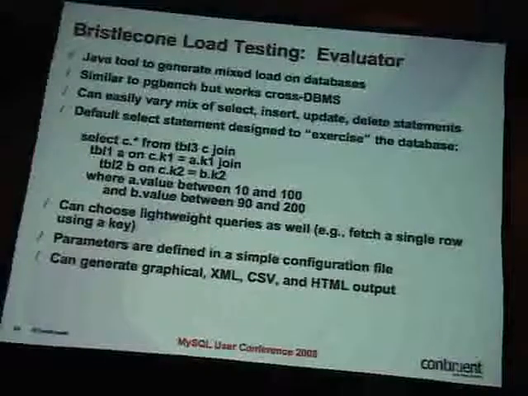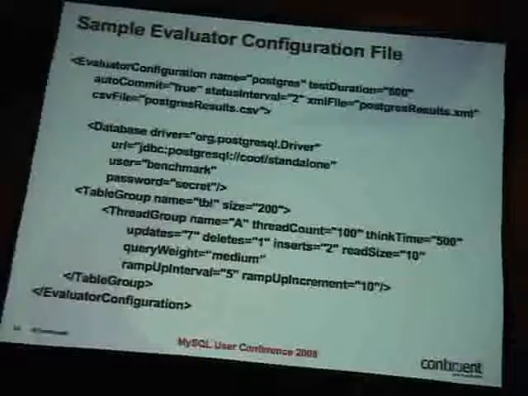It's just basically a table in the middle joined to 2 other tables. Basically, the 10 and 100 numbers and the 90 and 200 numbers, these are just random. We insert random values there. And what this does is it generates typically a lot of CPU load on the databases. We'll see an example of that in a second. You can actually choose lighter weight queries. There's an option to pick one that just does a key lookup. And then we can generate all kinds of output. And I'll show you an example of that in a second. So the configuration file looks like the following.